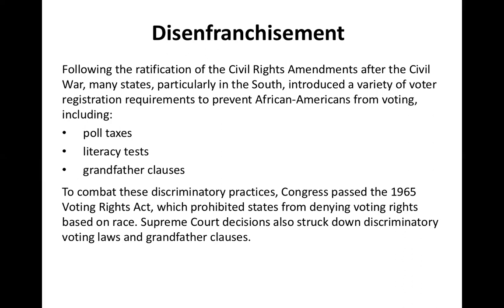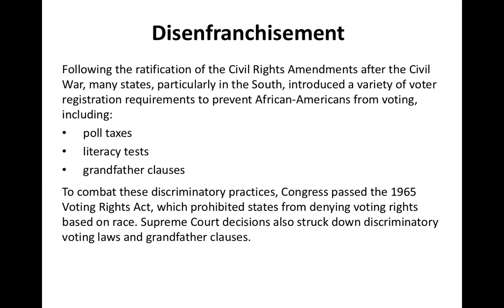So poll taxes, you have to pay a fee to vote. The literacy test, please see that video, but it was a test. They had 10 minutes to take it. If they got any one of them wrong, they could not vote. And it had nothing to do with voting. Then we had grandfather clauses, which looked at the historical population and requirements to vote, and basically was just a way to prevent African Americans from voting.